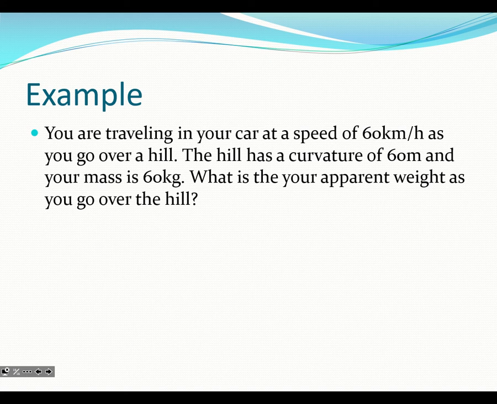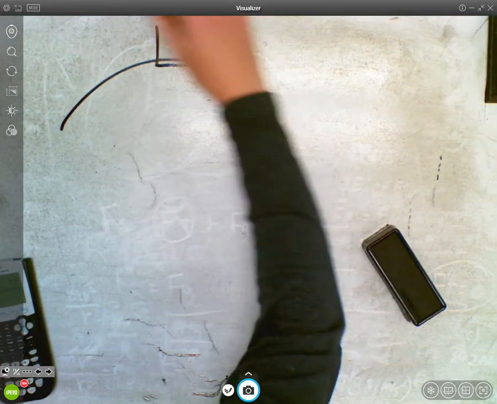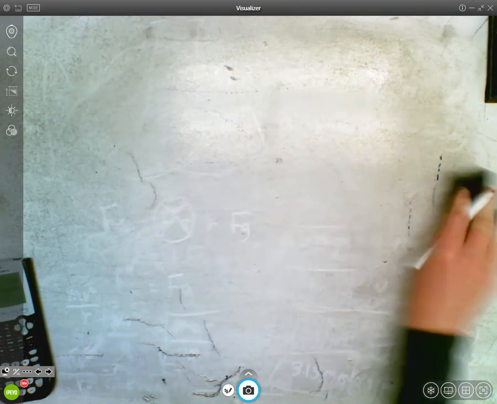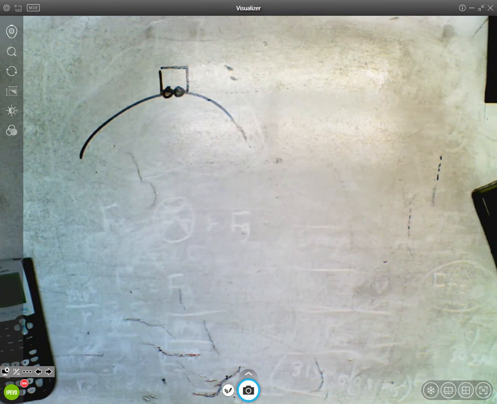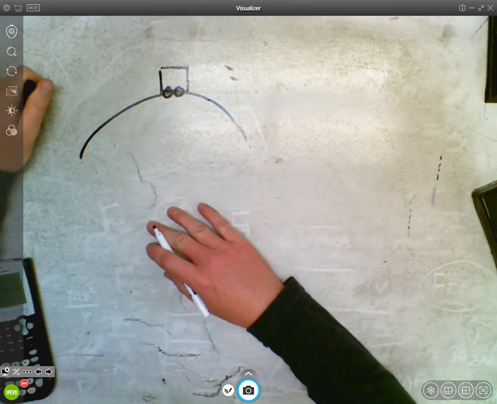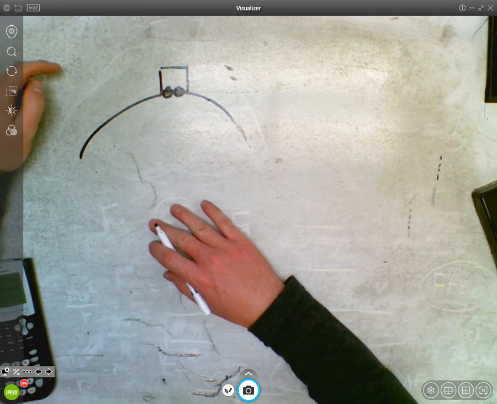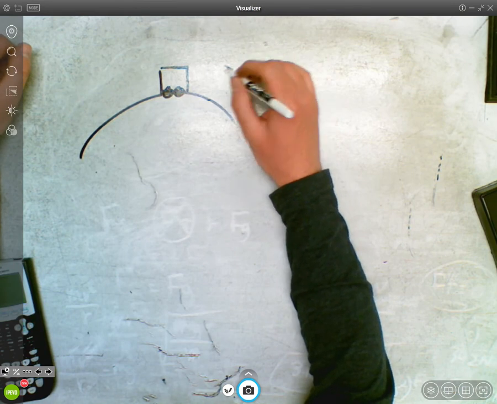So if we're going over a hill, our forces look just a little bit different. Okay, so this is me going over a hill. This is me in my car right here. Let's give myself a little bit more room. Like that. So the first thing I get people to do with this is, if you were in class right now, I'd get you to draw a free body diagram. So pause the video and try to draw a free body diagram for the forces acting on this as it goes over the hill. Okay.